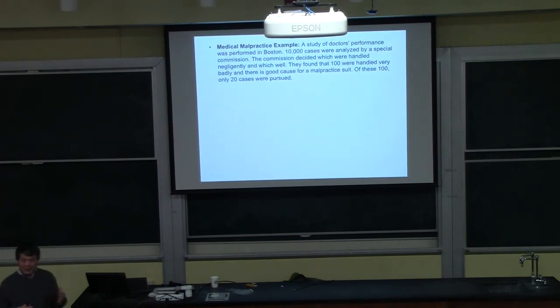Okay. So now, finally, I'll finish with another real life example. What does this mean to a real physician making a decision? This is a medical malpractice example. There was a study of doctors' performance in Boston. 10,000 cases were analyzed by a special commission, which decided which were handled negligently and which were handled well. They found 100 were handled very badly, with good cause for a malpractice suit. Of the 100, only 20 cases were pursued. So there are 10,000 cases, and 100 of them were mishandled. Okay. But what should we conclude from this? This is based on some numbers.